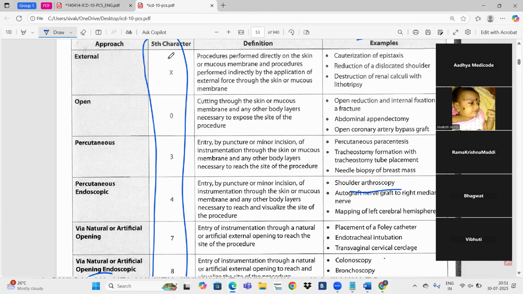Next, percutaneous means entry by puncture or minor incision of instrumentation through the skin or mucous membrane and any other body layers necessary to reach the site of the procedure. Here, they will puncture our body through a minor incision or through an instrument. Like they will create a small hole through an instrument and complete the procedure. Or they will puncture the body with a needle or scalpel or blade and complete the procedure. Okay, small hole or puncture.